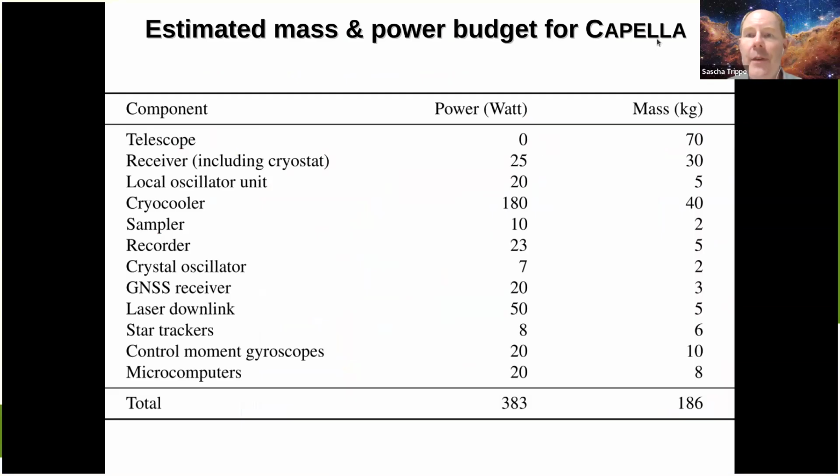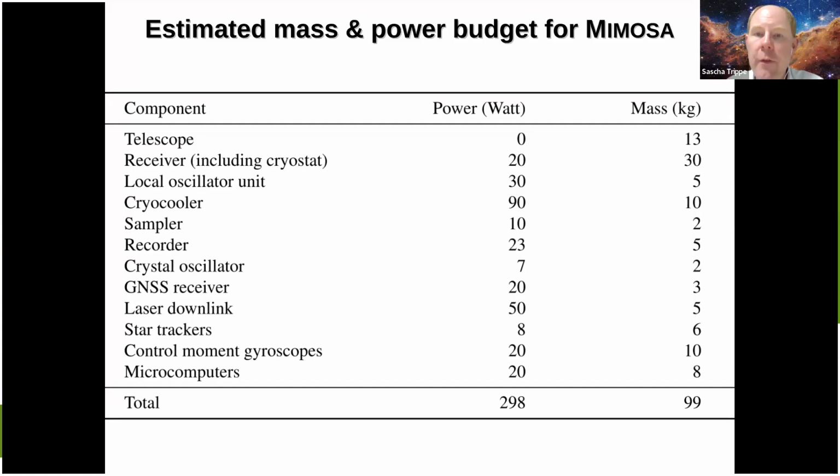In case of Capella, the actual science mission, we would have a total power demand of about 380 watts and something like 190 kilograms of payload mass. Which means the total satellite mass will be a bit more than twice that much, so around 500 kilograms, and even somewhat lower numbers for Mimosa. Especially payload mass around 100 kilograms, which implies that the total satellite launch mass will be around 250 kilograms. These are small satellites which are, by spaceflight standards, relatively inexpensive to build and to launch.